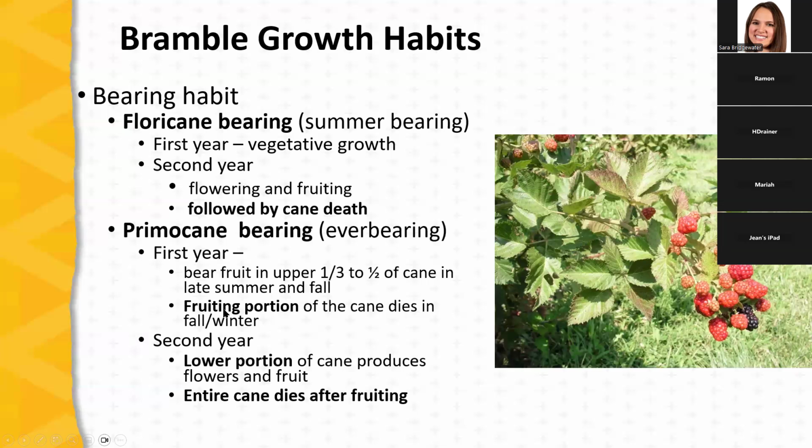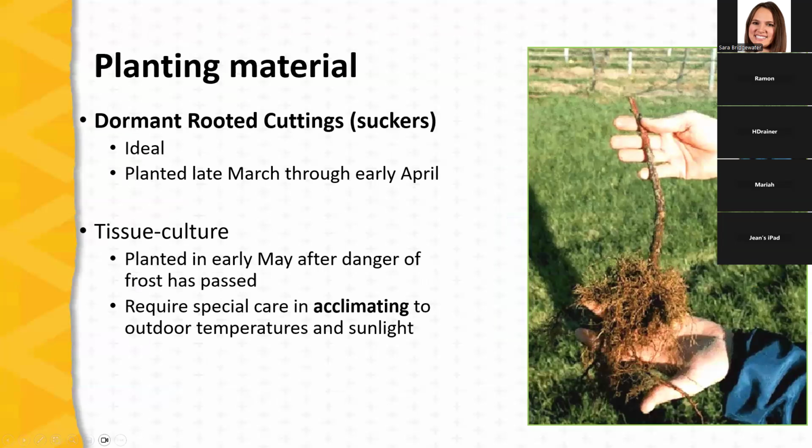The fruiting portion may die on top of the cane, and from the bottom it can produce lateral shoots that will produce in the second year. And then after that, the cane will die, and you will have to remove it to rejuvenate the plant.